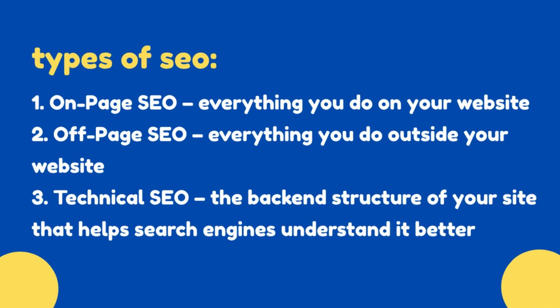There are three main types of SEO you need to know: on-page SEO, off-page SEO and technical SEO. On-page SEO means everything you do on your website. Off-page SEO means everything you do outside your website. Technical SEO means the backend structure of your site that helps search engines understand it better. So let's break each of these down.